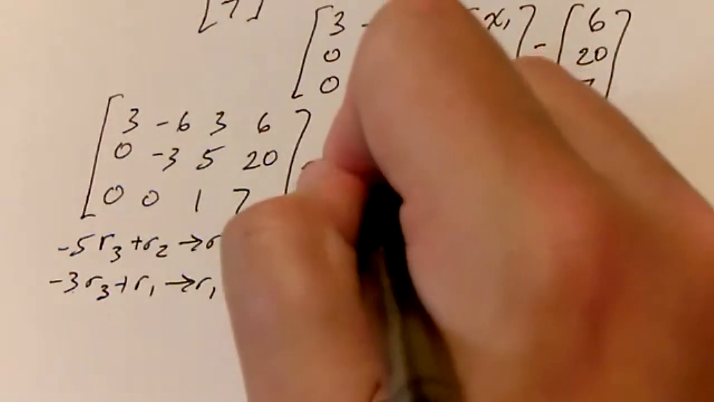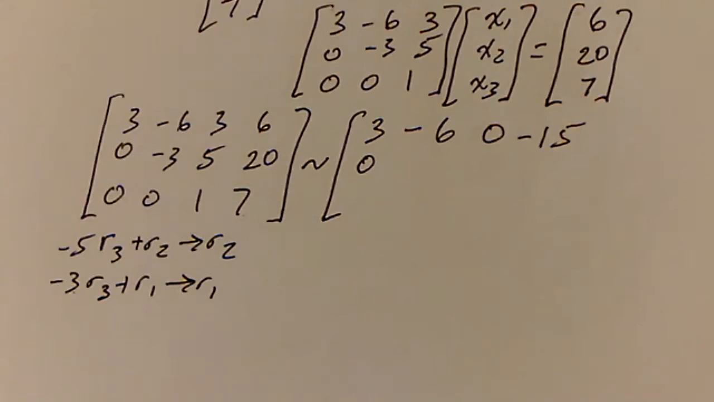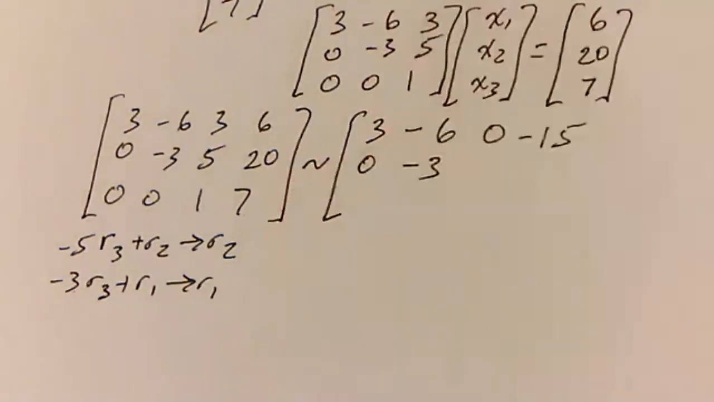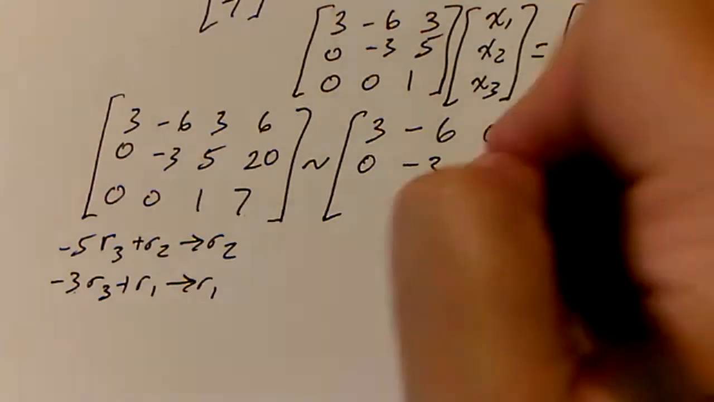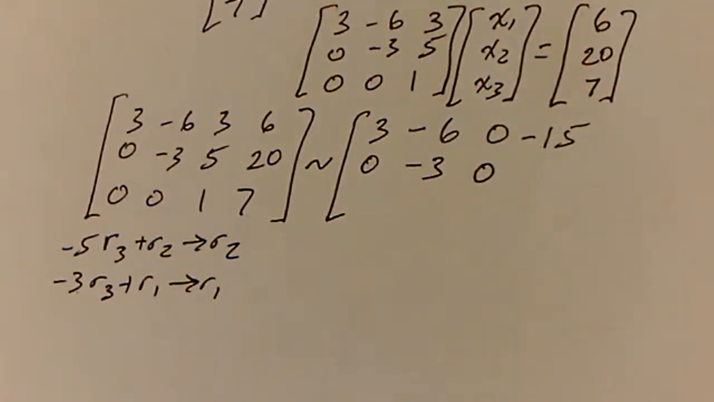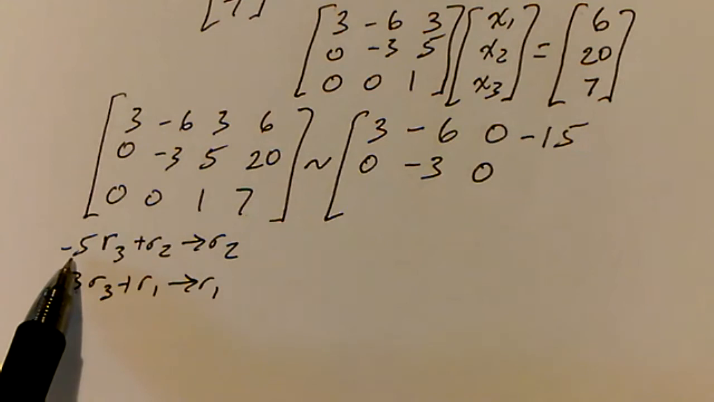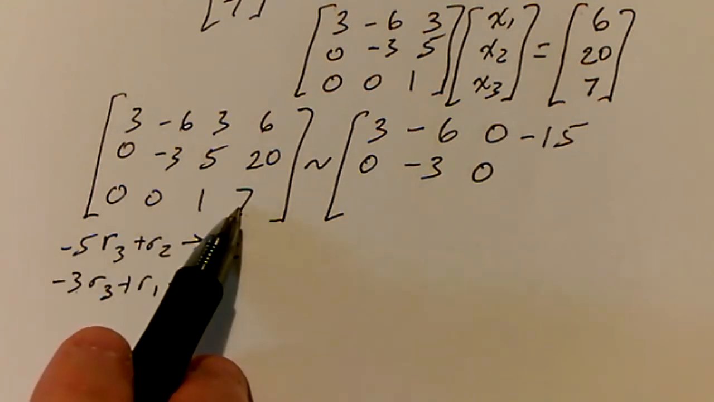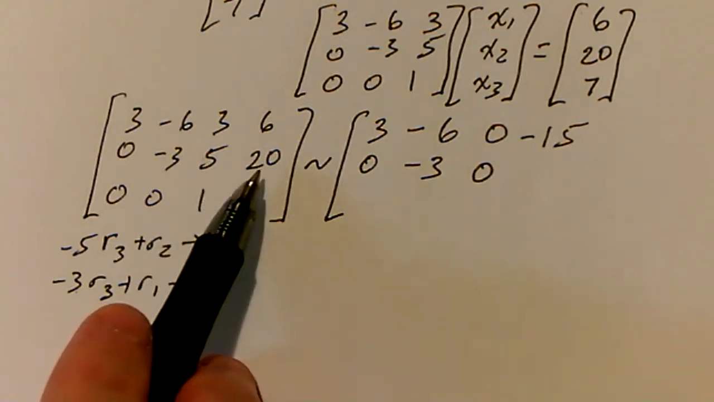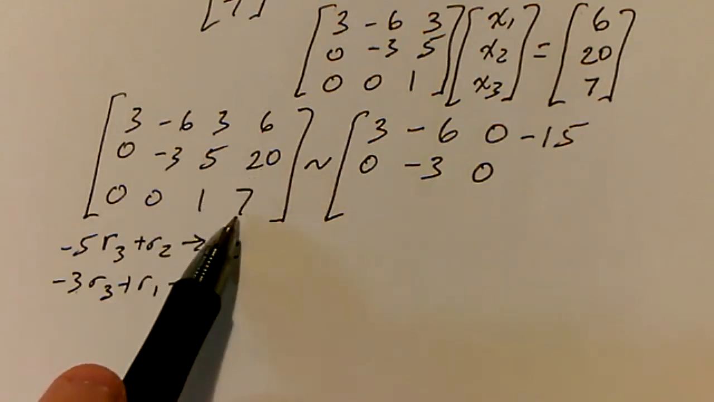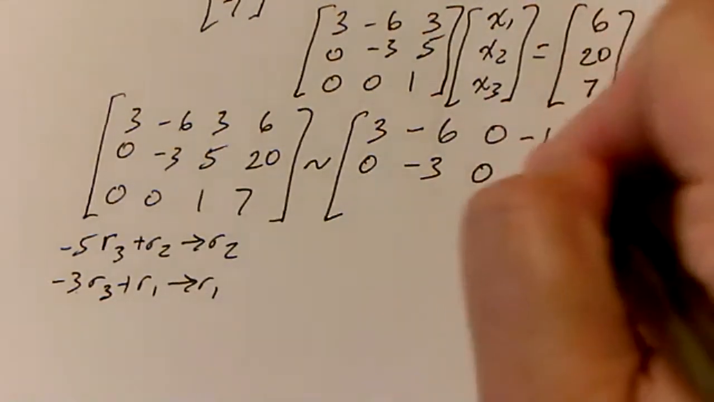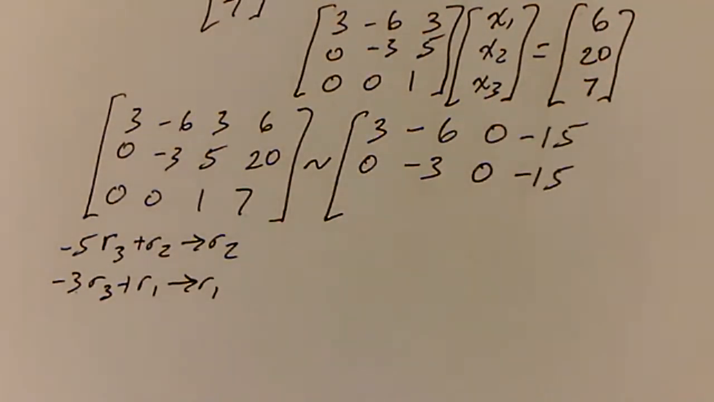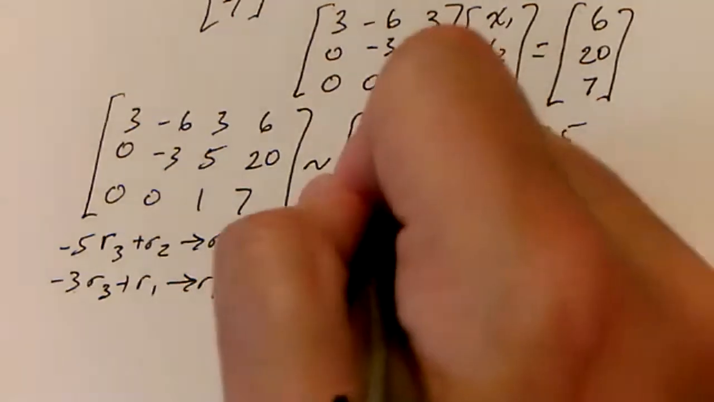Okay, my new middle row: 0 and 0 is 0. 0 and negative 3 is negative 3. Negative 5 and positive 5 is 0. Okay, negative 5 times 7 is negative 35. Add that to 20 and I get negative 15. Negative 35 plus 20 is negative 15. Okay, a little coincidence there that those are both negative 15. Okay, third row is unchanged.